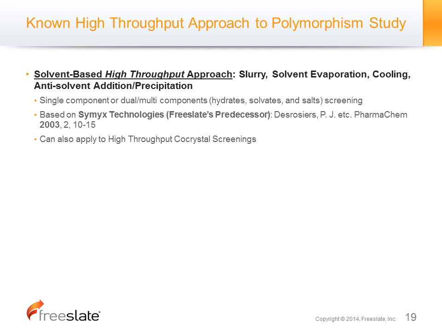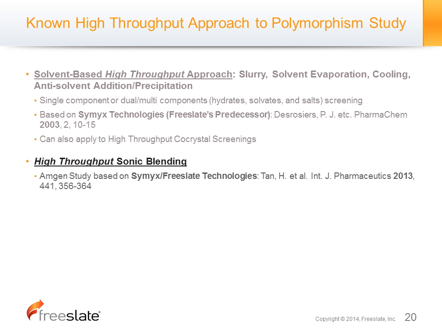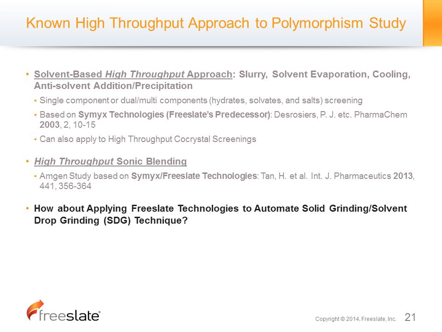And in this paper, Haiming Tang from Amgen used Symyx Freeslate equipment to actually do high throughput sonic blending, which is also truly high throughput research. This was published in 2013. So how about applying Freeslate technologies to automated solid grinding or solvent drop grinding? They're very similar techniques as well. That's definitely a reasonable question to ask.